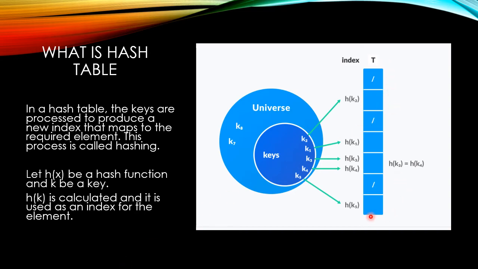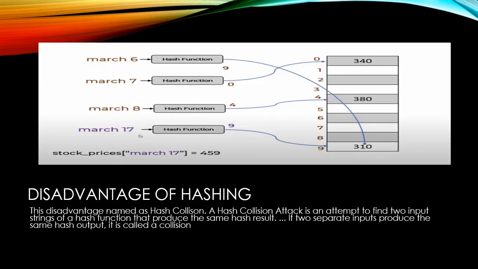This is called a hash table. That means, let's suppose this is the key, and here we can push the value. This is called a key value pair. Also this hashing is called key value pairs. Okay, so next slide. But there is one disadvantage.